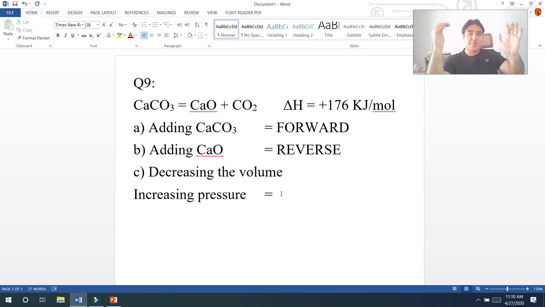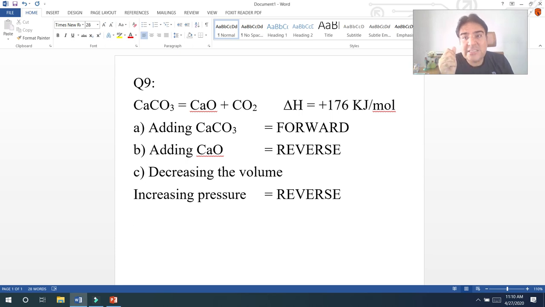So if you decrease pressure, it will go towards the left side and the reverse reaction will be the dominant reaction. All right? And I hope you understand. Increase in volume means decrease in pressure. You can decide as per the question, okay?